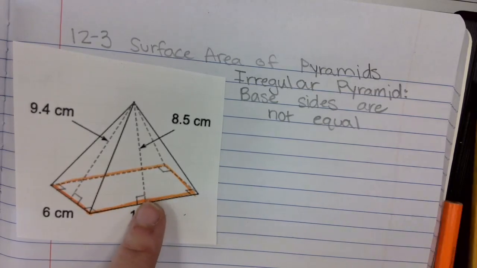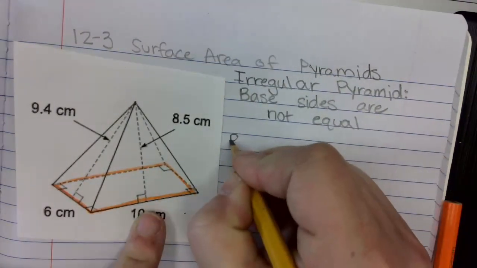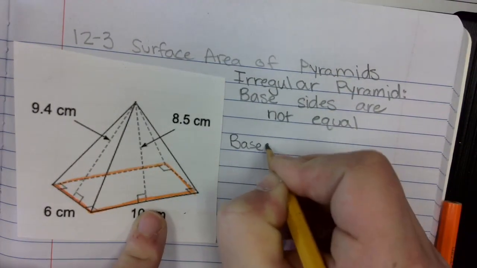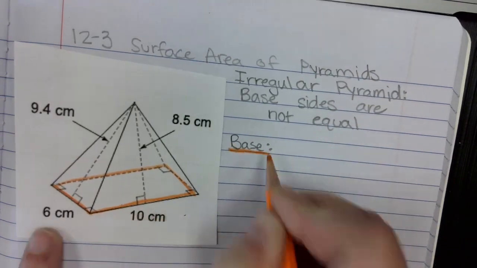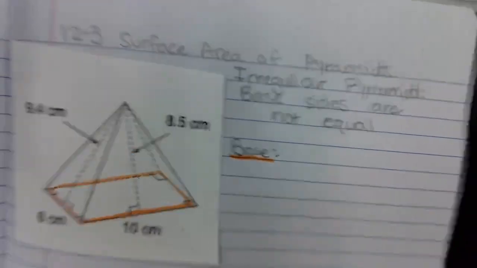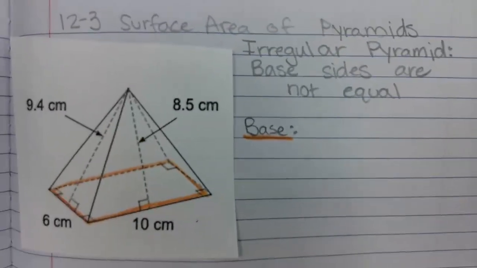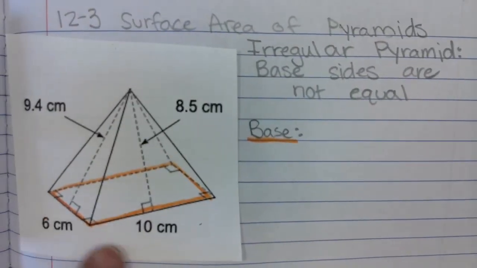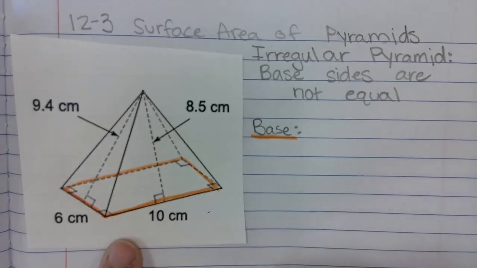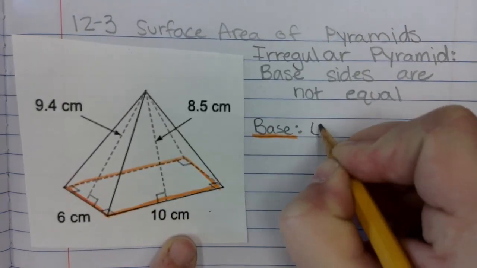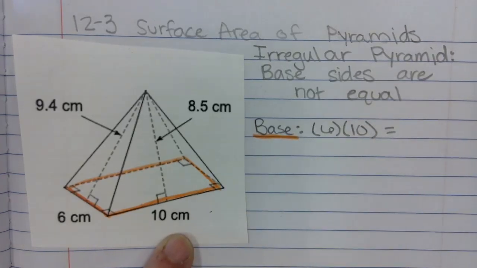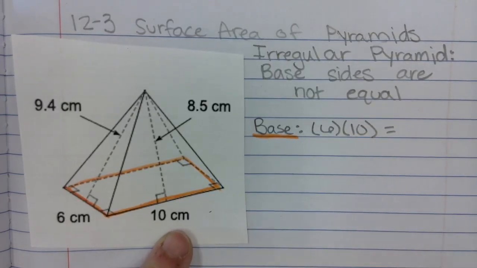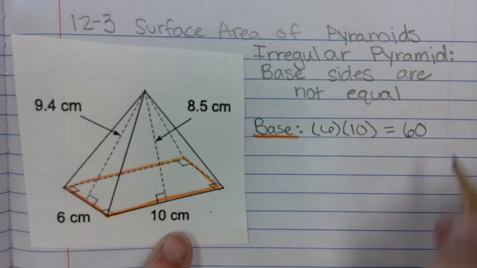So first, let's start with the base. And our base is a rectangle. So how am I going to find the area of this rectangle? Base times height. And what's our base and height of our rectangle? 6 and 10. So we're going to do 6 times 10 is 60. Easy peasy.